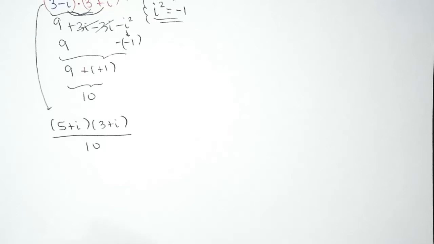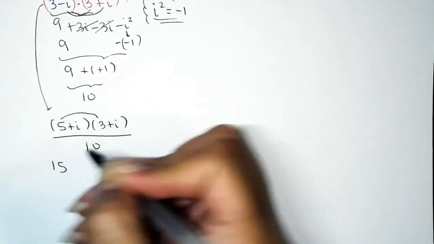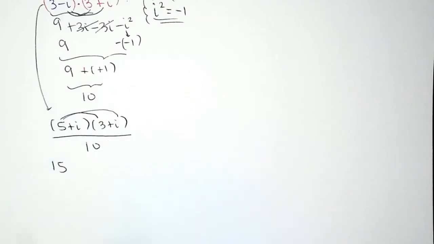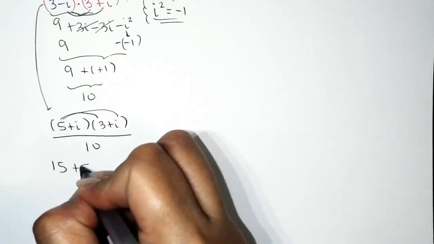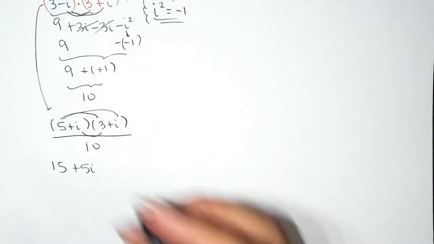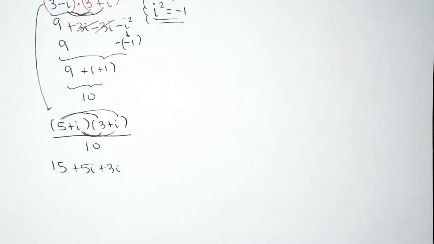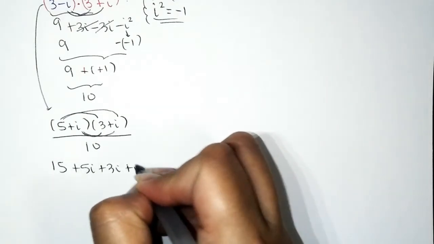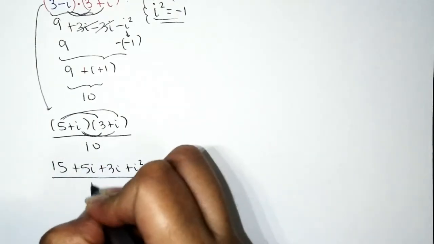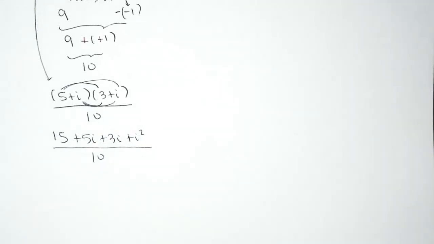So let's do this. The product of the first terms, namely 5 and 3, will give us 15. The product of the outer terms, 5 times i, is just 5i. The product of the inner terms, i times 3, is just 3i. And the product of the last terms, i times itself, is i squared. And that's all over 10. Let's take our time, earn our full credit, and then we'll be almost out.